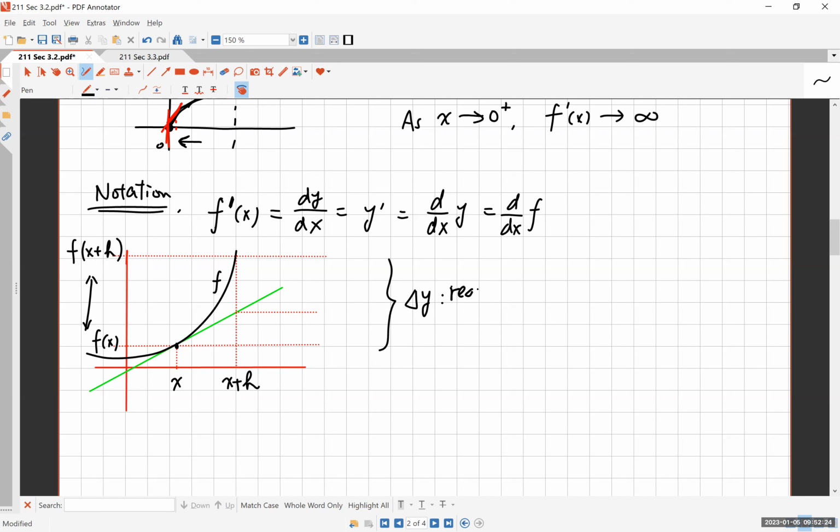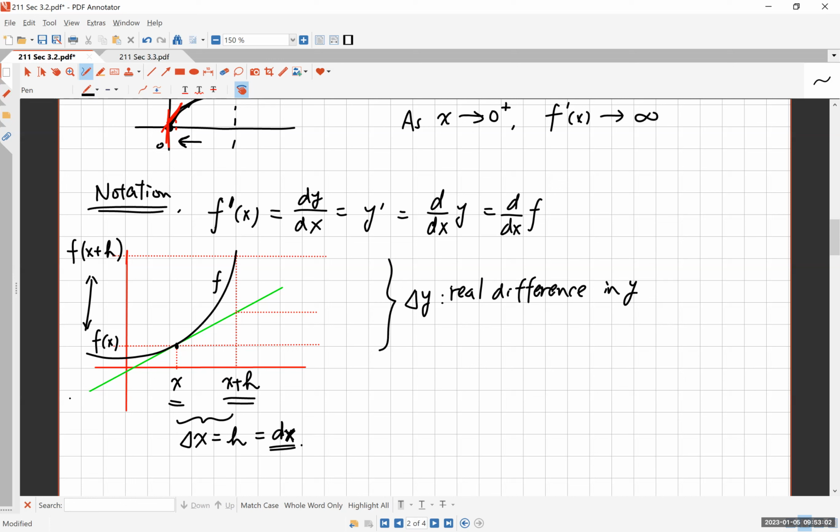So this is the real difference in y as you go from x to x plus h. And that's, again, abbreviated delta y. This is called delta x, the difference in the x values, which of course is h. Now we are also going to call this dy, dx. So d stands for infinitesimally small change. I'll explain this a little further in just a moment.